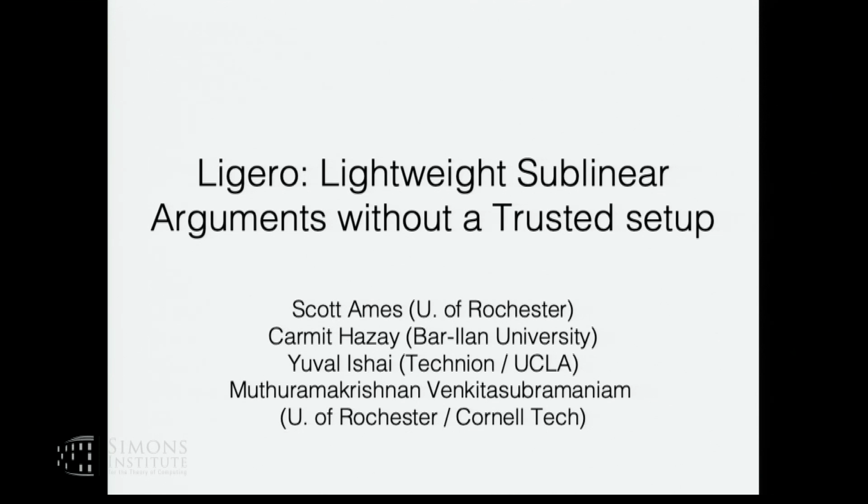Hello, everyone. I'm going to talk about this work on lightweight sublinear arguments. This is joint work with Scott, Kermit, and Yuval. This is a couple of years old. I mean, with the pace at which we are developing zero knowledge, a lot has happened since this paper. Some of these slides are like 2 years old.